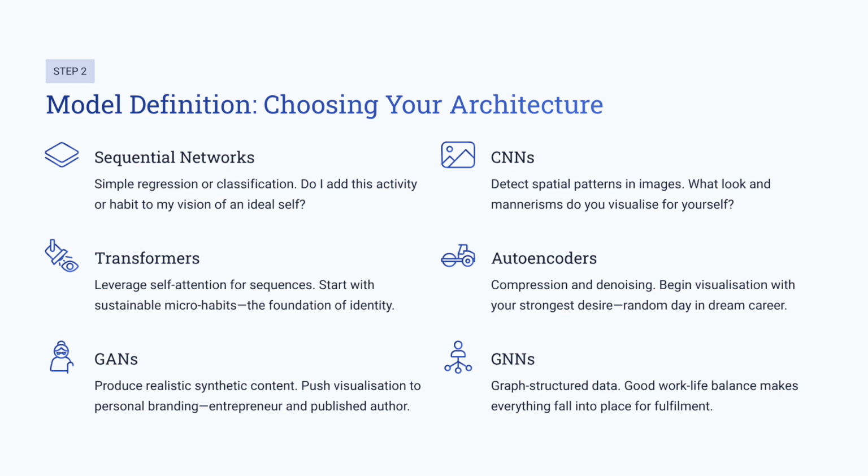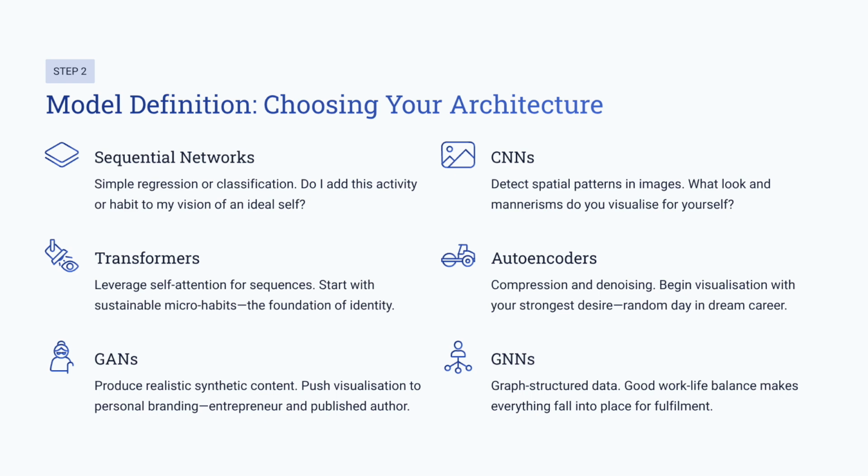3. Transformers, which leverage self-attention for sequence modeling. Think of starting with the sustainable microhabits, which provide the foundation of whatever image we develop of ourselves, just like workout routines would be when visualizing a fit body. In his book Atomic Habits, James Clear highlights how even a simple statement such as, "I am the type of person who," rewires identity.